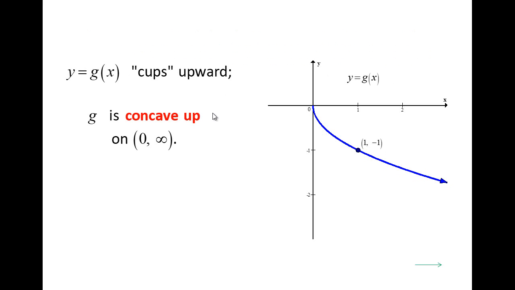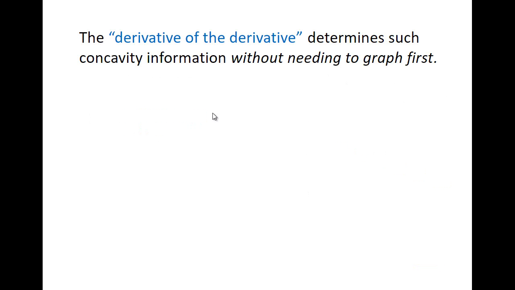So basically, what we will see is that the sign of the second derivative will tell us whether a function is concave up or down on a given interval. So the derivative of the derivative is called the second derivative. The second derivative of a function is the derivative of the derivative function, and it's going to determine such concavity information without needing to graph the function first.